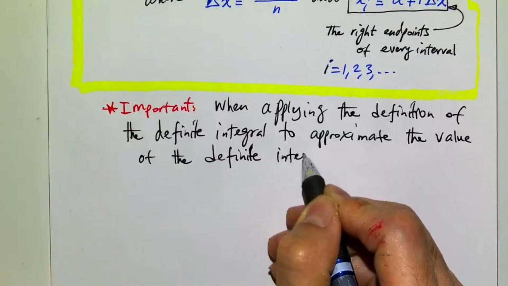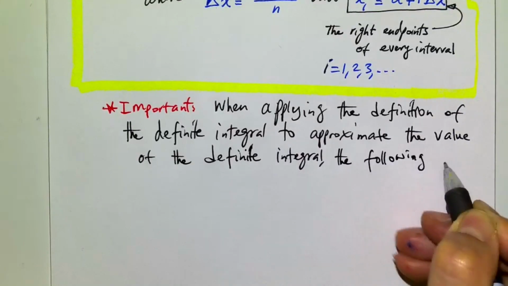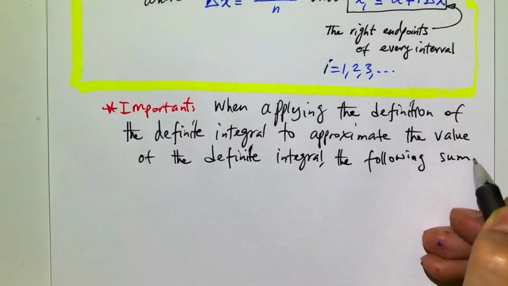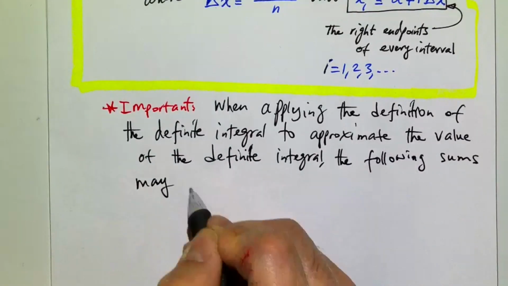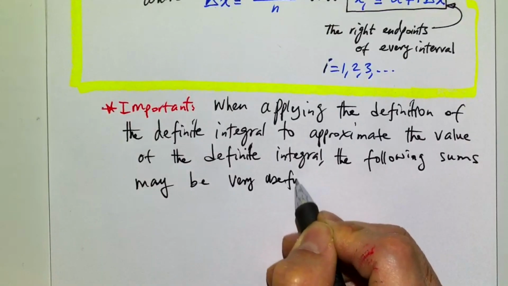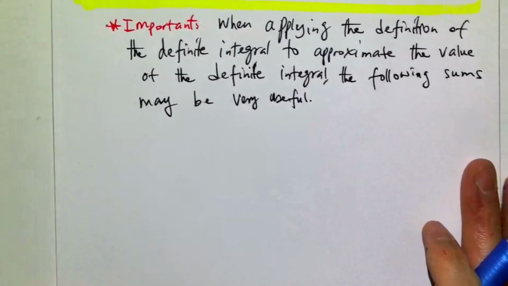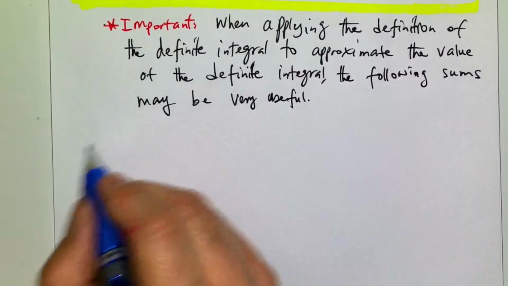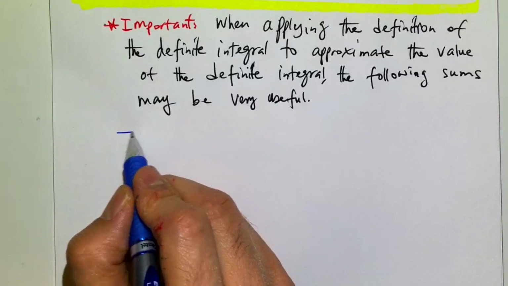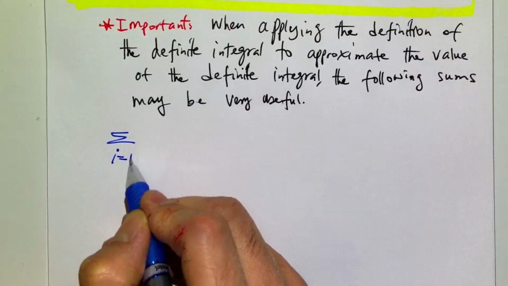Definite integral. The following sums may be very useful. So we don't want to forget about these. We want to keep them in the back of our head and remember them. As I mentioned earlier, let's mention it here in conjunction with the definition of the definite integral, so you have them both on the same page. If you ever have to reference them, they're on the same page.